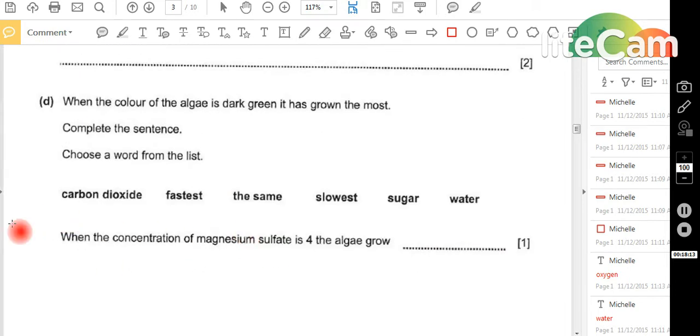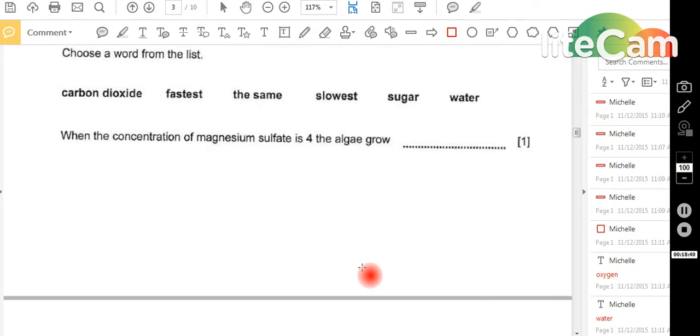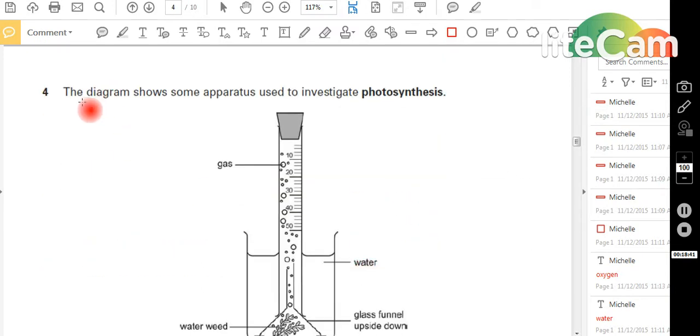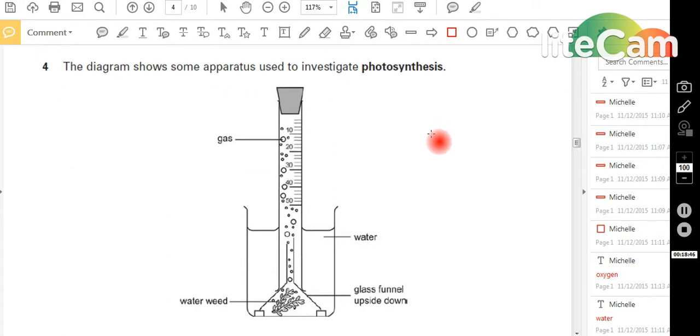Now let's read the sentence. When the concentration of magnesium sulfate is 4, the algae growth carbon dioxide, the algae grow fastest, the algae grow the same, the algae grow slowest, the algae grow sugar, or the algae grow water? Well done, very good. The diagram shows some apparatus used to investigate photosynthesis.